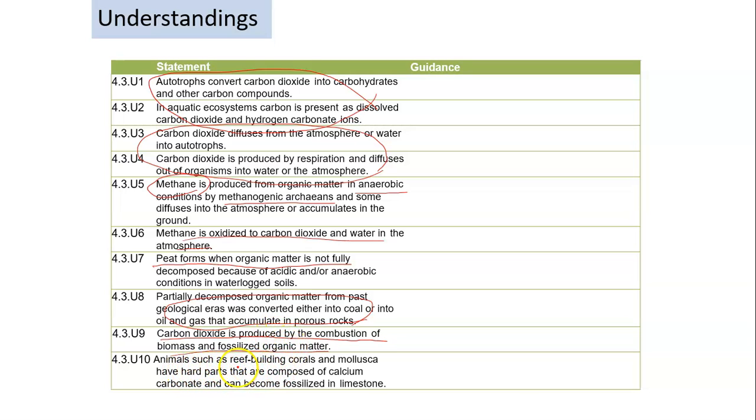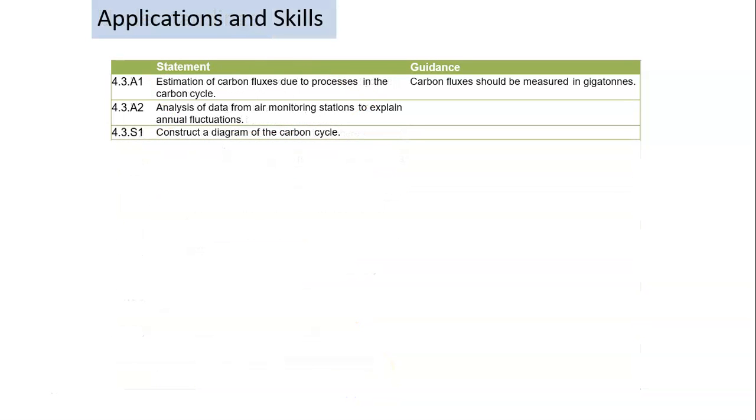And animals such as reef-building corals and mollusca have hard parts that are composed of calcium carbonate. This is one of the storage forms of carbon, as calcium carbonate, which will become fossilized in limestone later. And estimation of carbon fluxes due to processes in the carbon cycle. How do we estimate that? And analysis of data from air monitoring stations to explain annual fluctuations of carbon dioxide. And finally, construct a diagram of a carbon cycle.